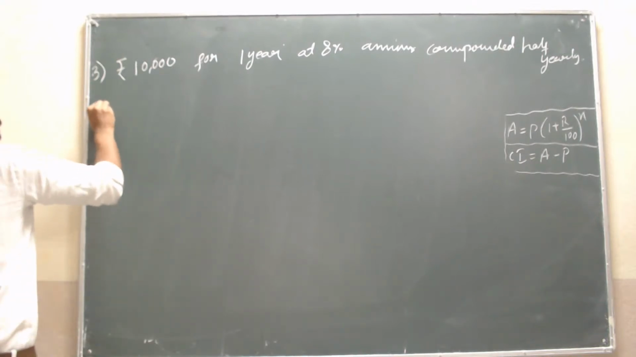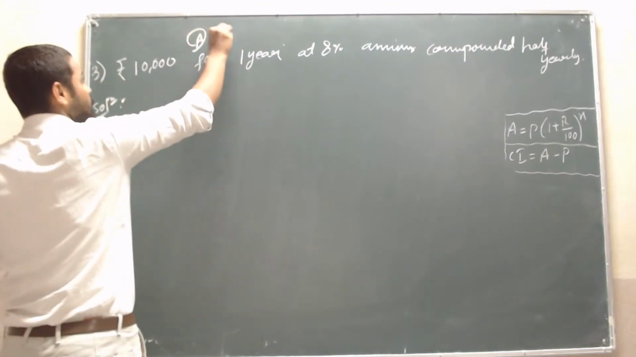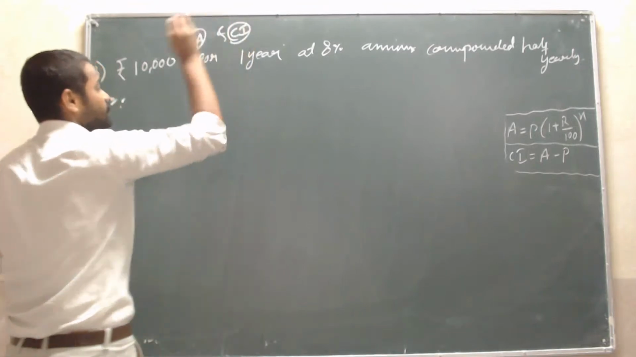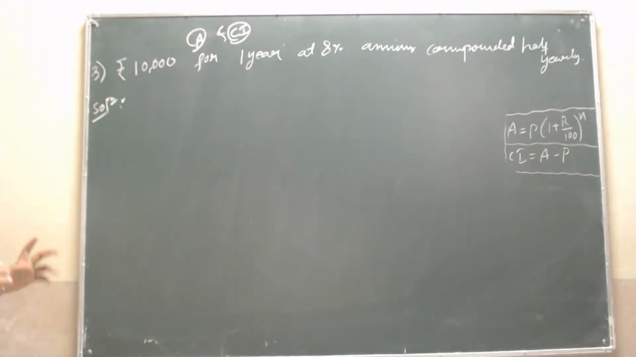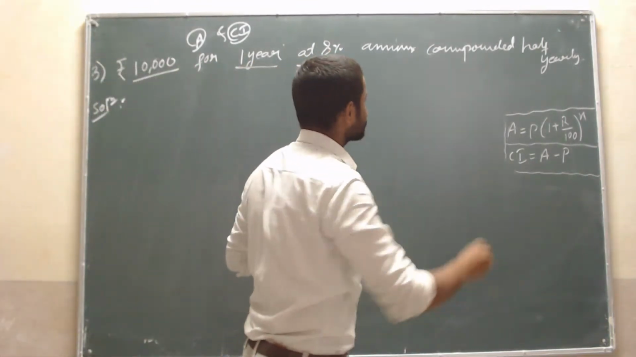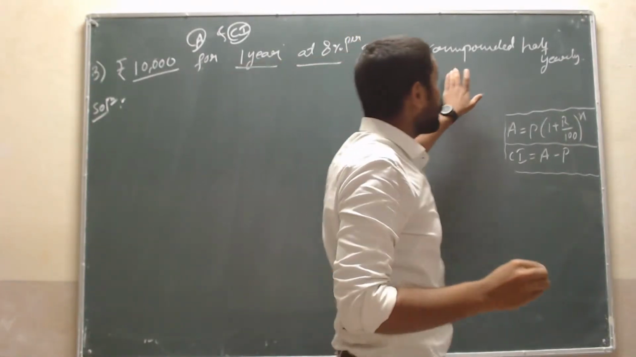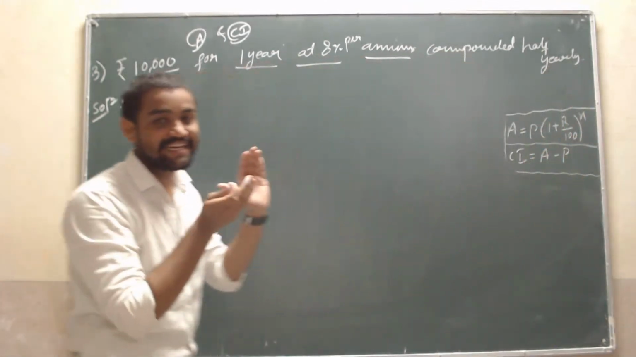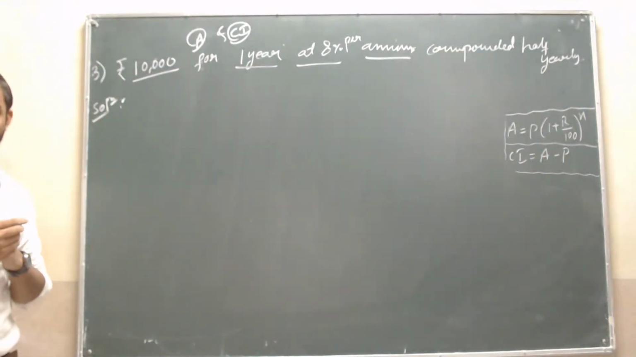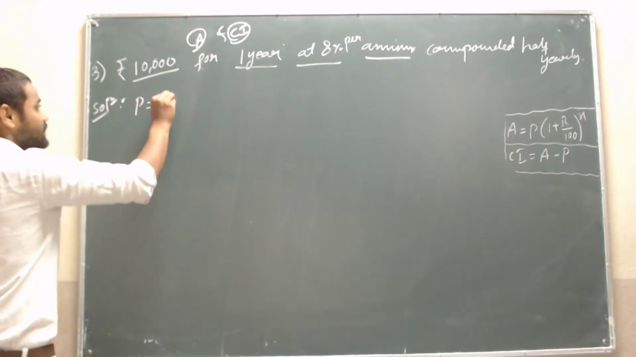Then see here, solve this one. So what we have to find out here? Sir, amount and CI. Compound interest as well as amount, children. See here, first of all, 10,000 for 1 year at rate of interest 8% per annum and compounded yearly. Same as the second problem. Very good, Pragna. That is 2 yearly. Very good. Yes. See here, that is P is equal to 10,000.